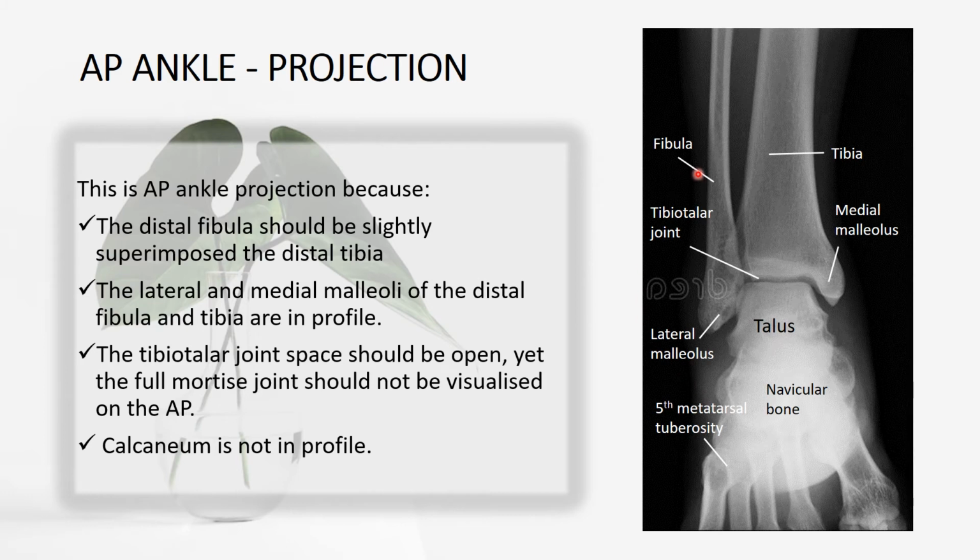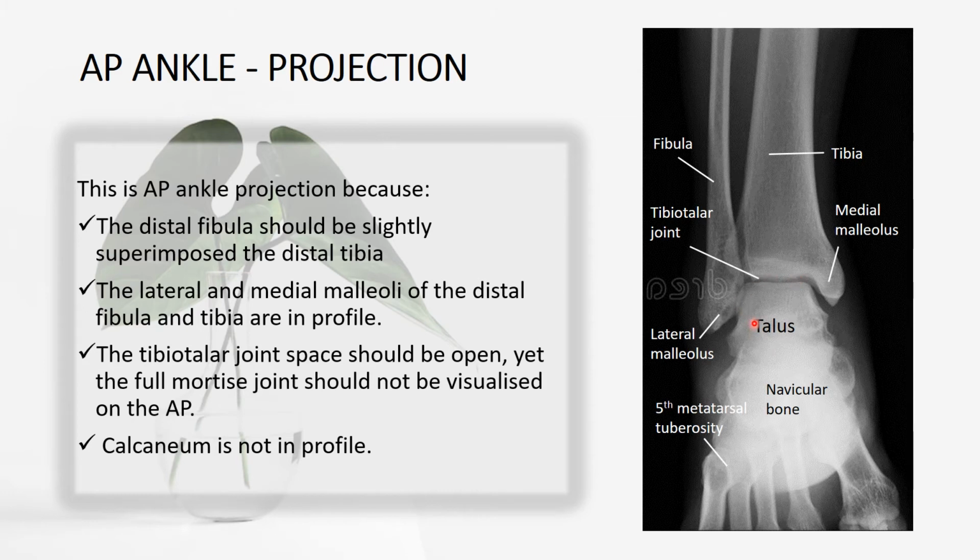Okay, this is the AP ankle projection. This is because the distal fibula should be slightly superimposed with the distal tibia, and the lateral and medial malleoli of the distal fibula and tibia are in profile. The tibiotalar joint space should be open, yet the full mortise joint should not be visualized on the AP.